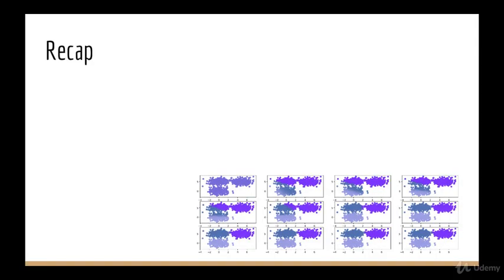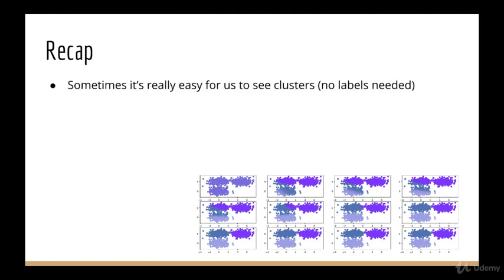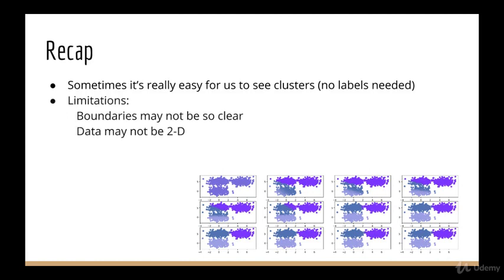Let's recap this lecture since, while it was quite short, there were some very important ideas introduced. First, we talked about the fact that sometimes it's really easy for us to see clusters. We don't need the dataset to tell us the label for each data point. We can easily see which data point belongs to which cluster. That means we've learned to understand the data in an unsupervised way. Second, it's important to understand the ways in which that example was limited. Sometimes the boundaries between the data might not be so clearly defined, and more often than not, we won't be able to look at our data because our data won't be two-dimensional.